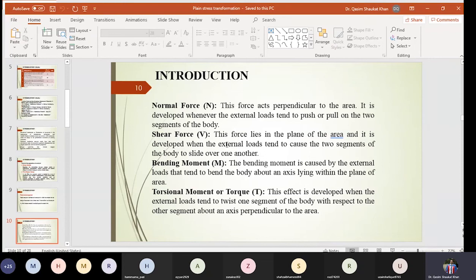Bending moment is the bending of the element within the plane of area. They can be hogging, they can be sagging. Torque or the torsional moment is produced when external loads twist one end of the body with respect to the other. And in the torque, there is no bending. It is twist.